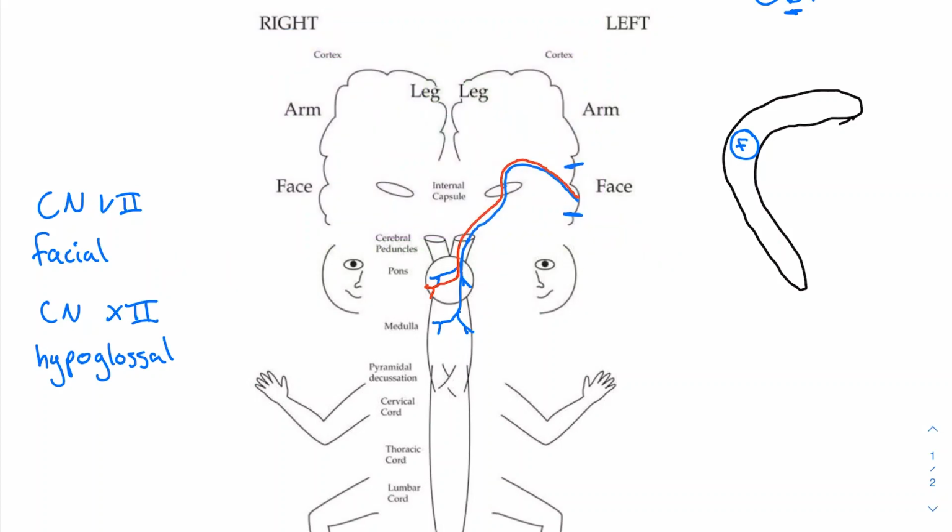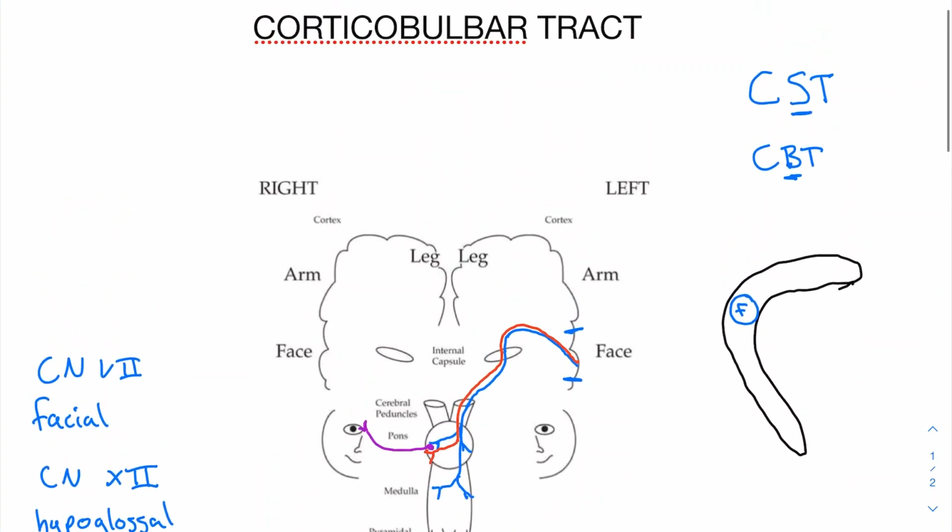Regardless of which pathway, regardless of whether it decussates or is bilateral, the end result will be motor control to whatever region of our cranial nerve we're supplying. So for the face, it might be the lower half of our face. And that's our corticobulbar tract.